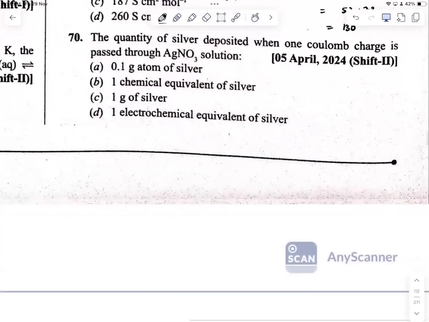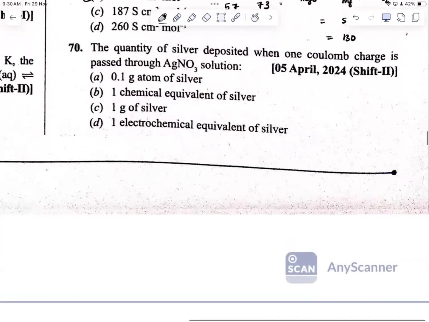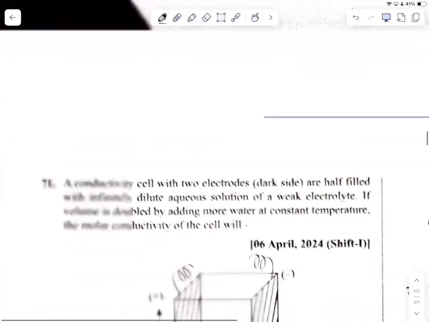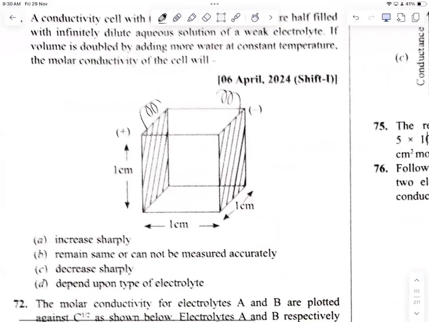Check out 17. The quantity of silver deposited when 1 coulomb charge is passed through AgNO3 solution. I think this is straightforward. I'm sure you should be able to do it. Next, check out this one.